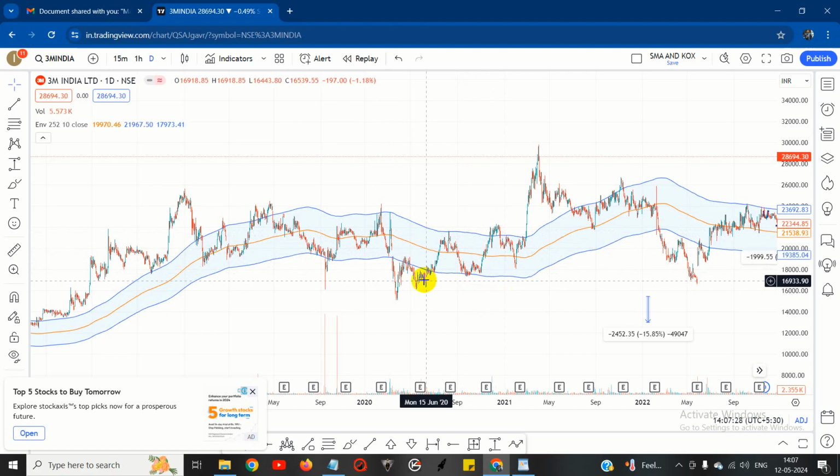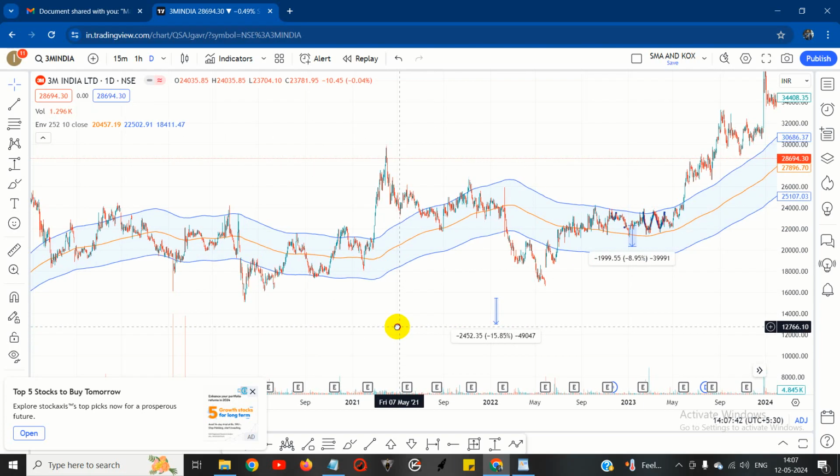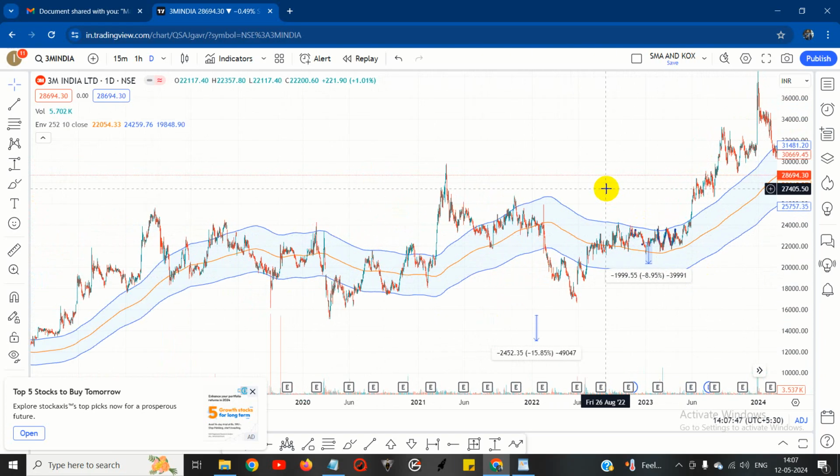In that way you can make unlimited money. Suppose I make 10%, then 20%, 20%, 20%, 30%, 40%, 50%. So how much money can you make in just one stock? You can just keep on going. I'll show you some other stock.